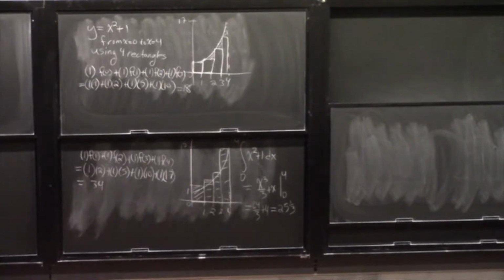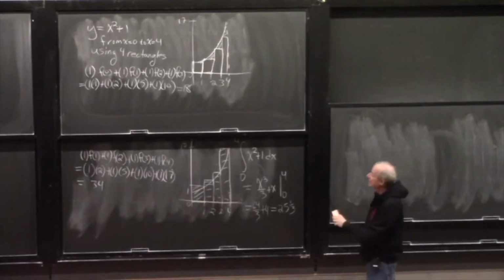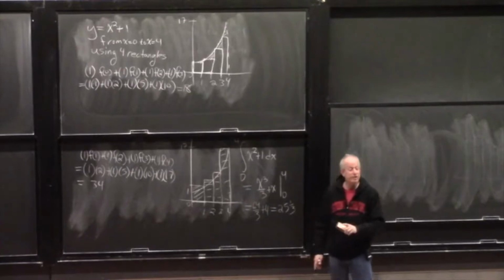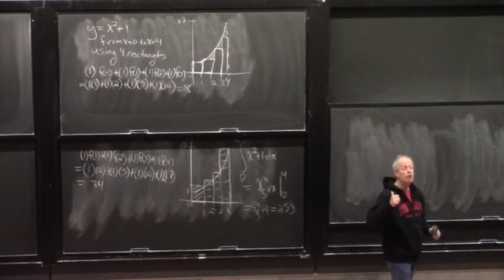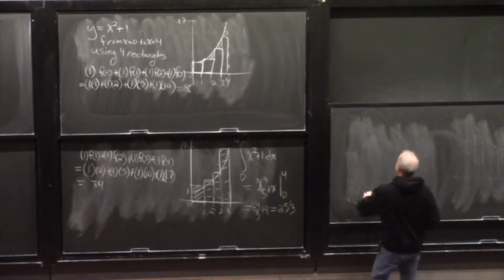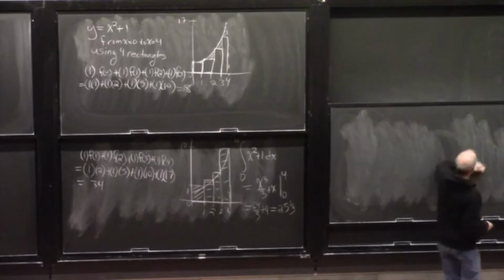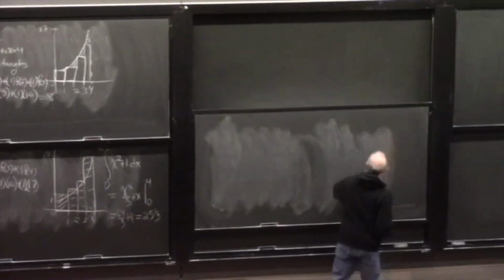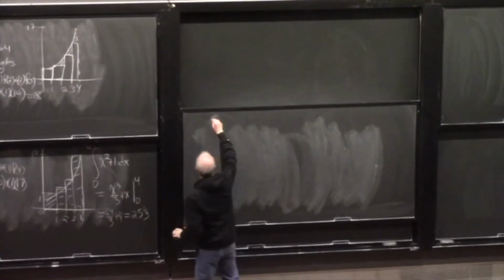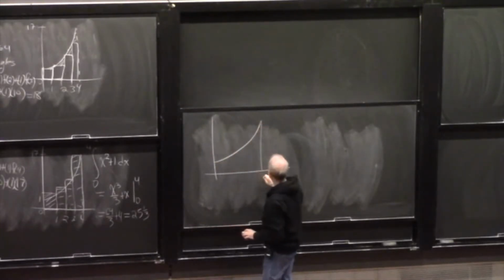So if you just found 4 rectangles underneath, made a guess at the area, found 4 rectangles that go above and made a guess at the area, and average, you already get pretty close. You only had to use 4 rectangles. You know you're not getting it right with 4. What if we used more rectangles? So let's practice this again and do 8 rectangles. I'll make it a little wider so it's a little easier to see.